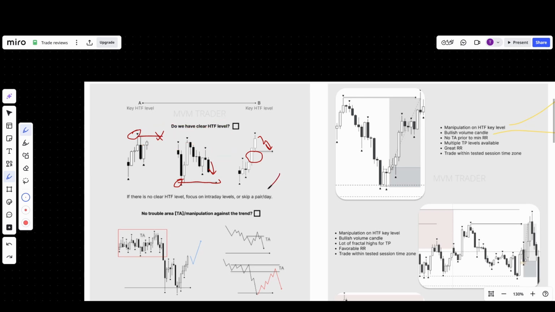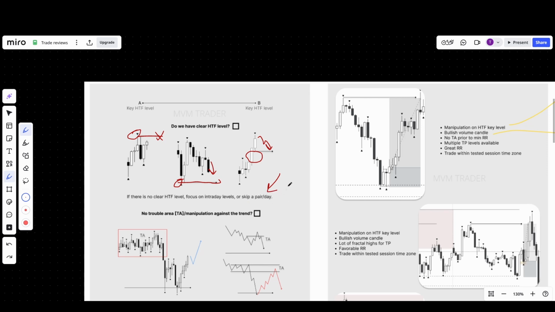And then I also have one particular rule: if there is no clear high time frame level, I will only focus on the intraday levels, meaning I can play some sort of ping pong style within the high time frame level or levels or the range. But also, if I don't see anything clean, I just skip a pair or the day.